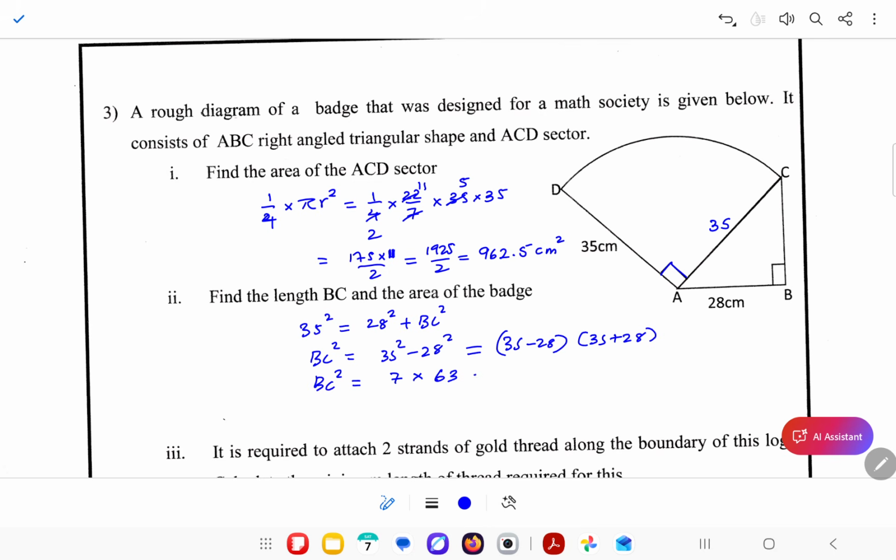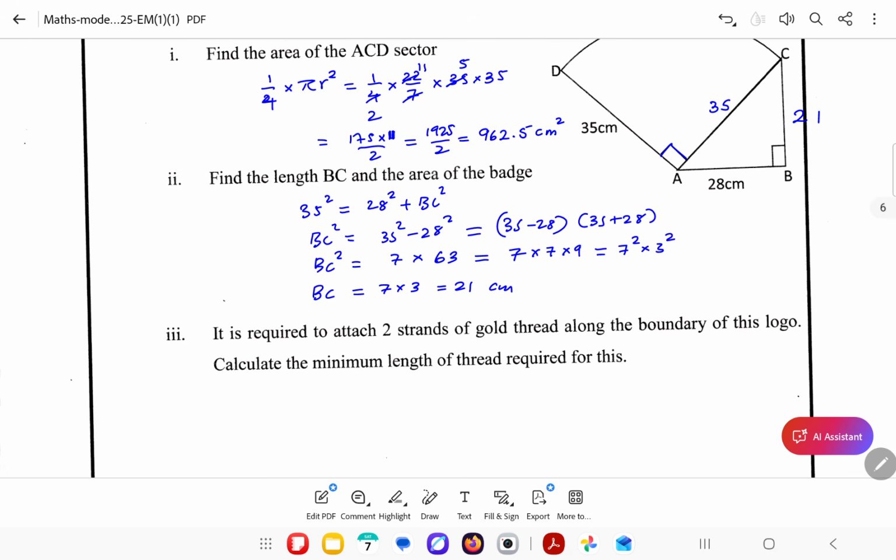Then 63 can be written as what? 7 into 9. So this is 7 squared. 9 is what? 3 squared. So now it is easy to find BC. Take the square root of both sides. So 7 into 3, 21 centimeters. So this is 21.